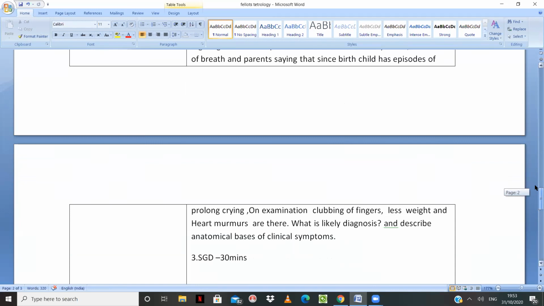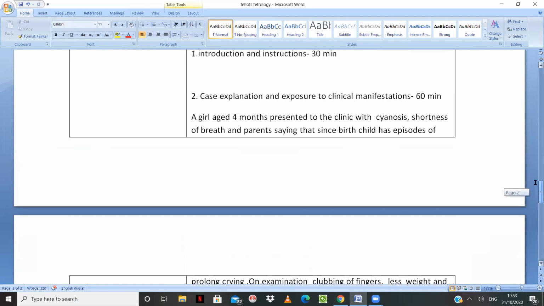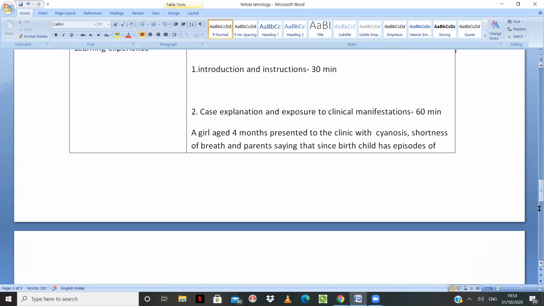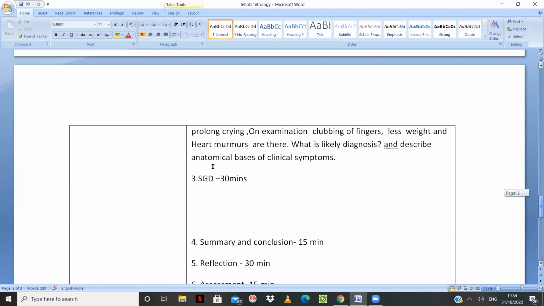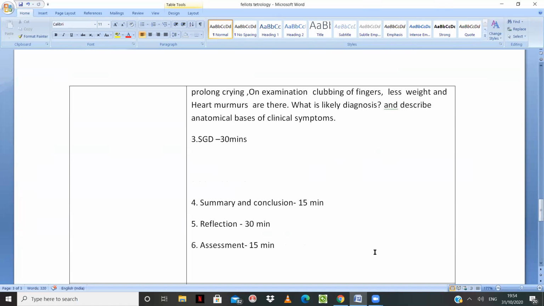This case we have to discuss in small groups, and the learners find out the clinical manifestations and their correlation through this case-based discussion. That is the small group discussion of 30 minutes. Then the summary and conclusion will take 15 minutes, and that is done by the facilitator. In the next 30 minutes, we ask the learners to write down a reflection on this whole learning process. And finally, the assessment in 15 minutes.